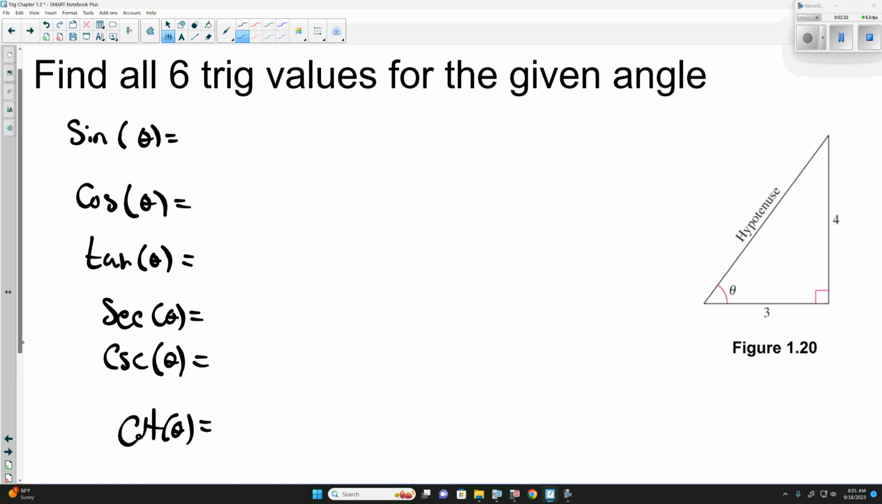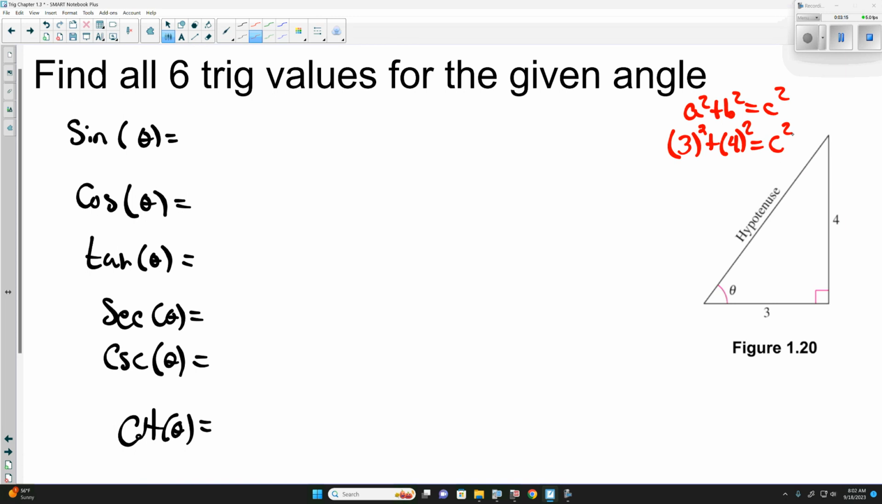Now, before we can find any of these here, we need to finish the triangle, because they gave us 2 sides of a right triangle, so we need to find the third. So we can use a squared plus b squared equals c squared. Since it is a right triangle, we can use the Pythagorean theorem, where a and b are the 2 legs, and c is the hypotenuse. Well, they give us both of the legs. So we have 3 squared plus 4 squared is equal to c squared. Questions on this so far?